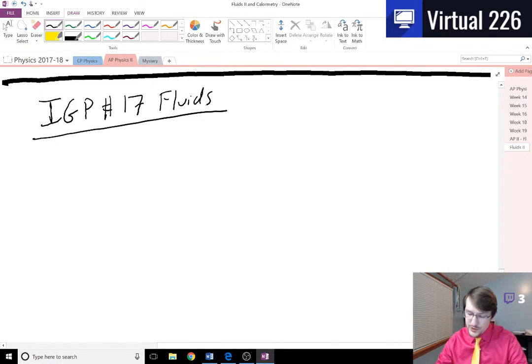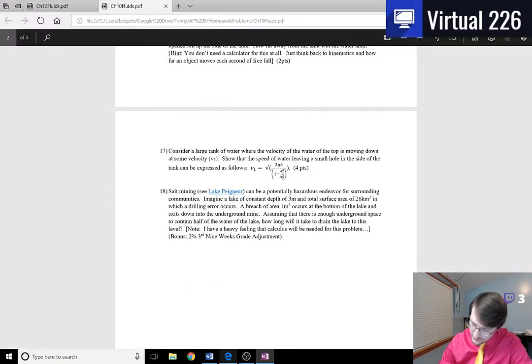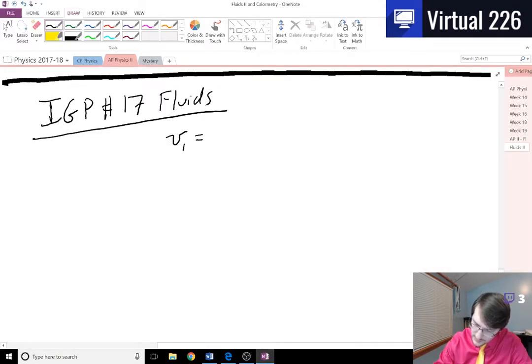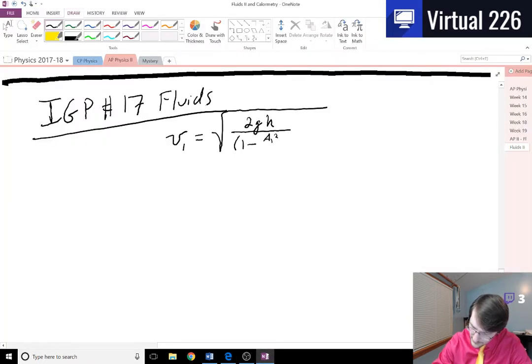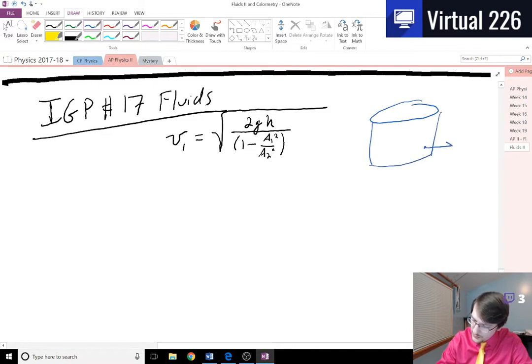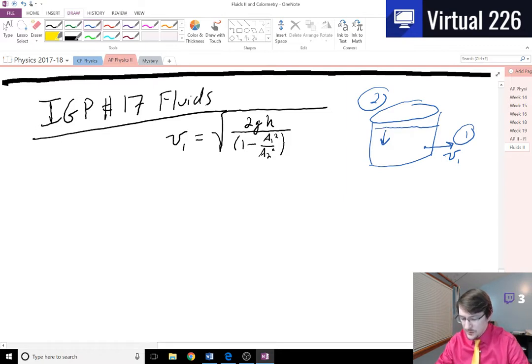IGP number 17 for the fluids chapter. We are trying to set up that the velocity coming out of a Torricelli scenario is equal to the square root of 2gh divided by 1 minus a1 squared over a2 squared, where if this is our tower and this is the hole in it with the water kicking out, we're calling this V1 and everything over here the 1 scenario, and everything relating the top going down as being the 2 scenario.